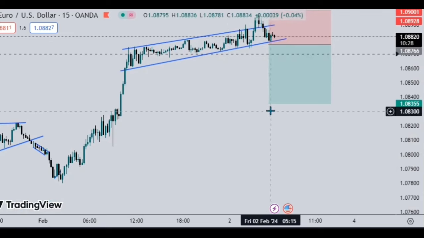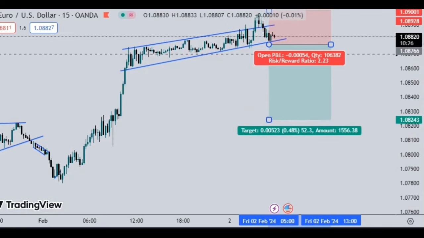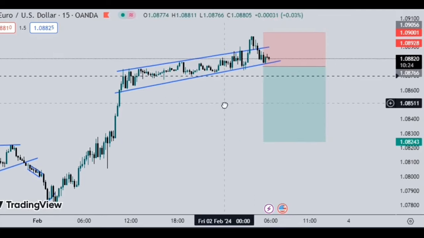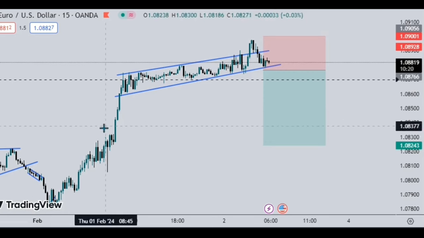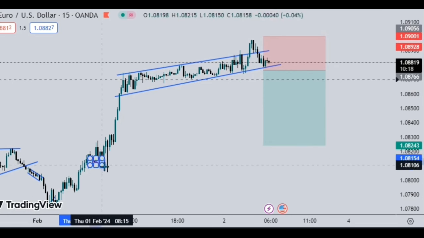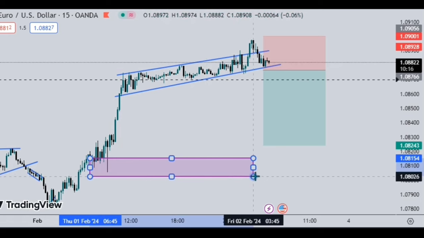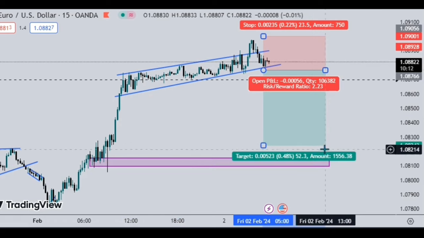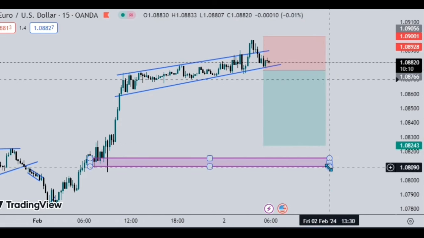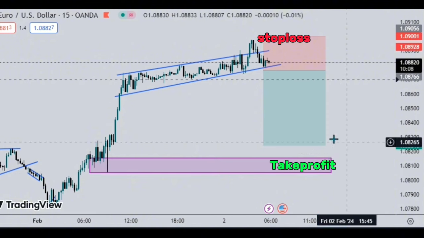So at this point I'm looking to short EURUSD. So guys, I'm measuring how many pips I'm going to catch and measuring where to take my TP. Yeah, I marked my take profit at this spot. This was how I shorted EURUSD.